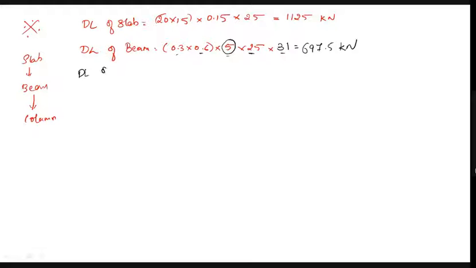Then we have completed the slab and beam, and we are left with the column. Therefore, dead load of column. Here also same, 0.3 by 0.6. Height is how much? 3.2. What is the density? It is 25. And how many columns are there?